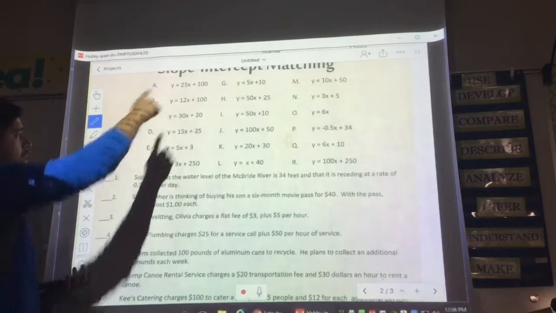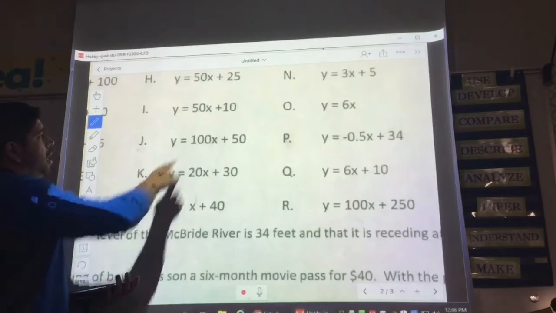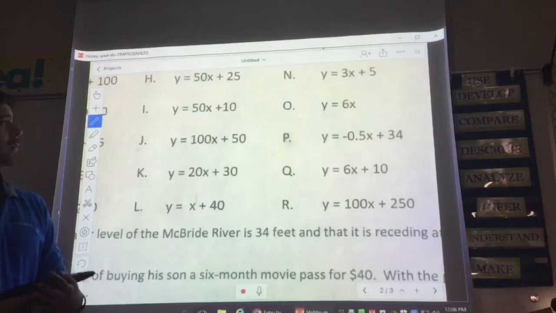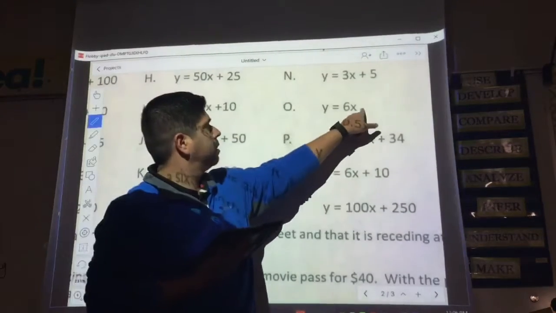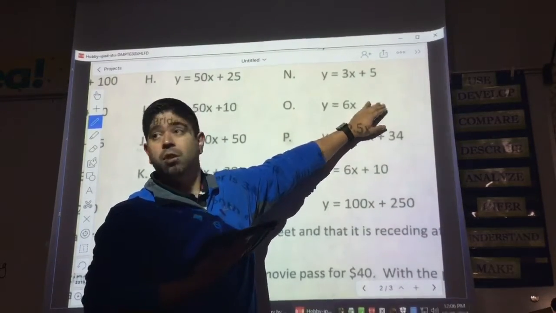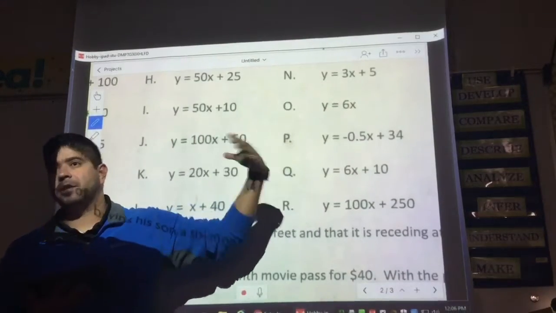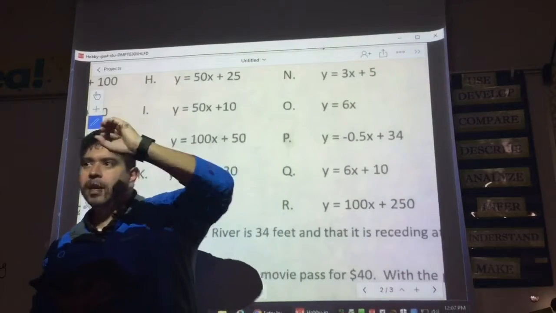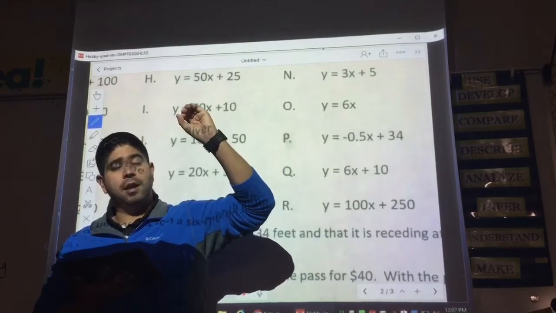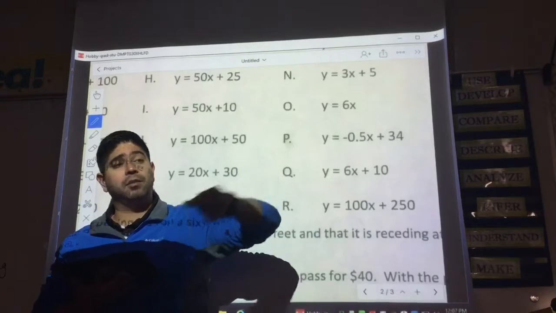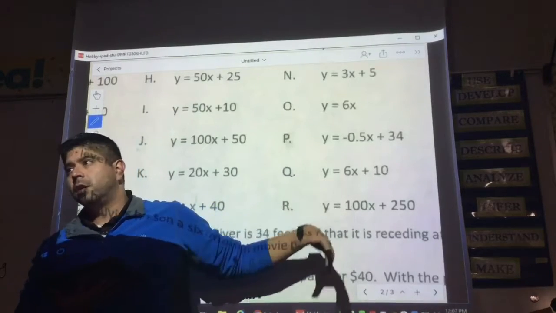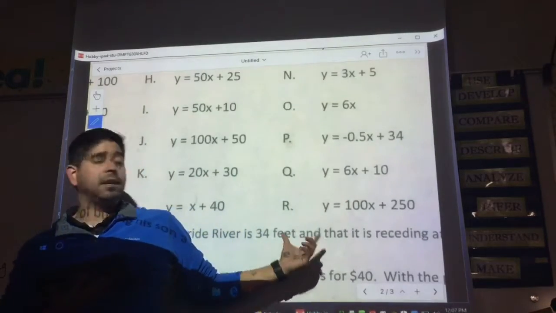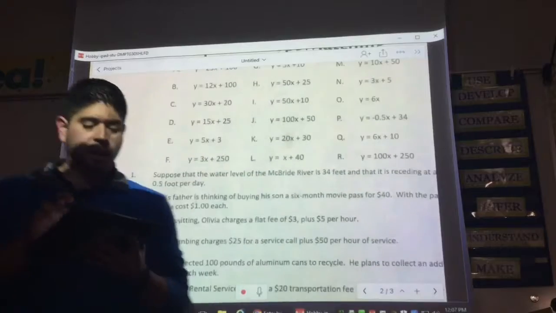Now, on all these here, this is my slope, and this is my y-intercept. If you look at O right here, what do you notice? There's no y-intercept, right? There's no plus or minus to that. If there's no y-intercept, that means it's going through 0. So if it goes through 0, your line is going through the origin. It might not have a y-intercept, which means on these problems down here, it's not going to have a constant. So let's look at number 1.